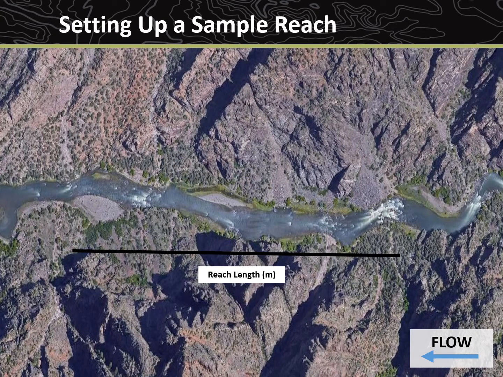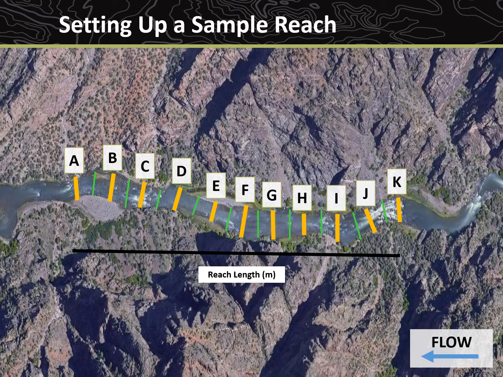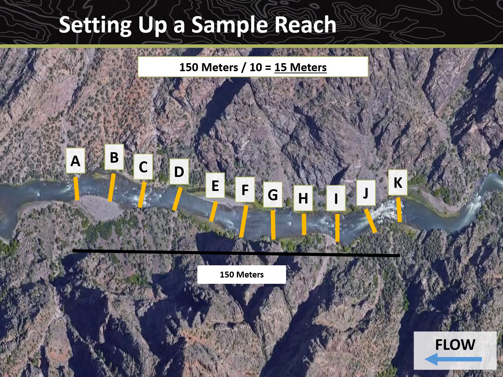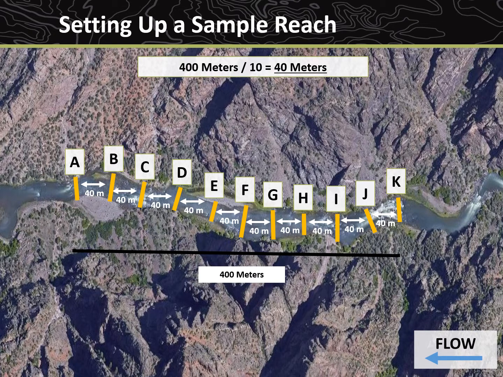Once reach length is determined, the reach can be set up. A sample reach contains 11 main transects and 10 intermediate transects equally spaced throughout the reach. Main transects are labeled A through K, with A being the most downstream transect and K being the most upstream transect. A and K define the top and bottom of the sampling area. Main transect spacing is calculated by taking the total reach length and dividing by 10. For example, in a small stream with a reach length of 150 meters, main transects will be 15 meters apart. In a larger stream that has a total reach length of 400 meters, main transects will be 40 meters apart.